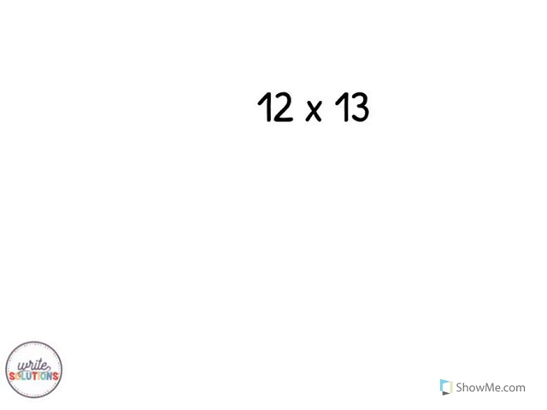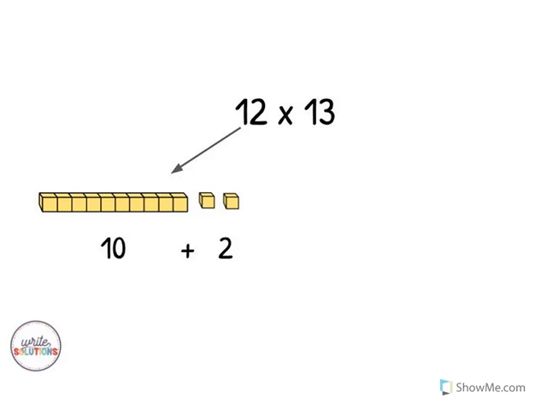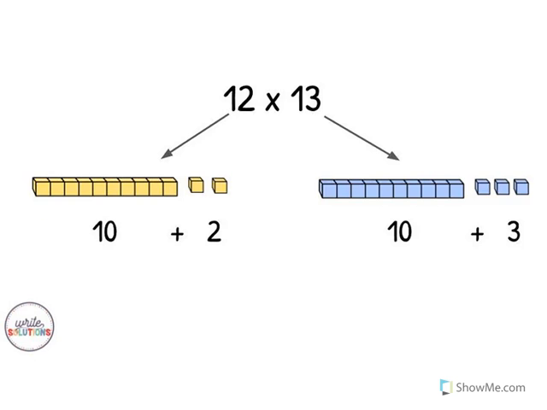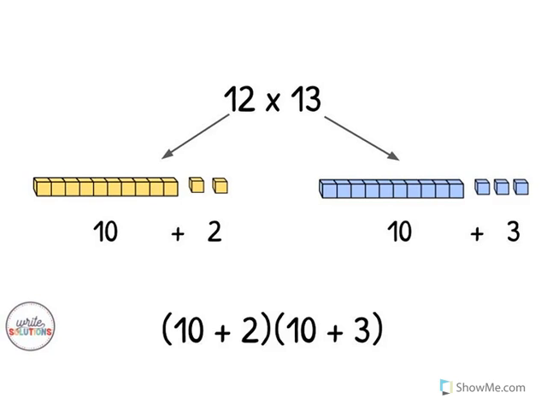When we use the area model, we first begin by decomposing our factors. So 12 decomposes into 10 plus 2. 13 is 10 plus 3. We're going to be multiplying these together, and this may look familiar to you. It may remind you of the distributive property. We'll be using the distributive property as we multiply these two factors.